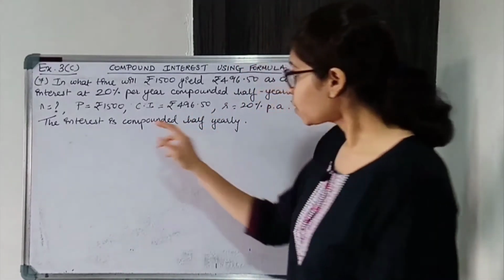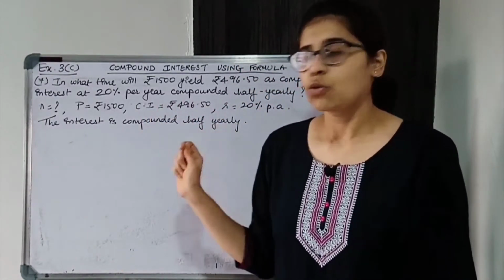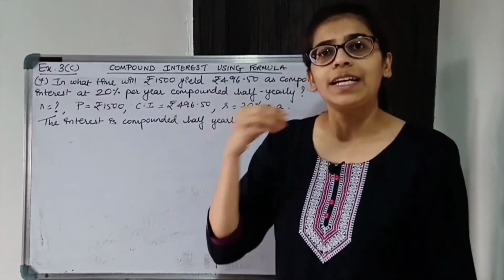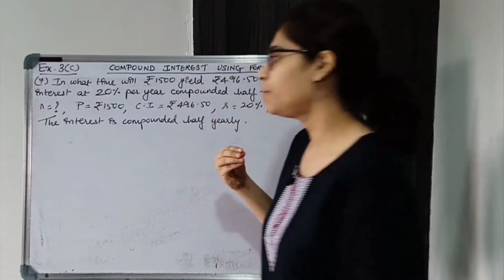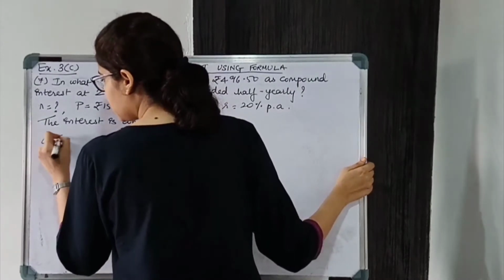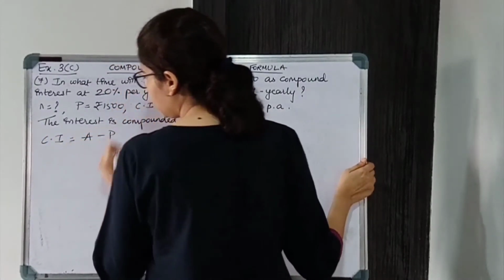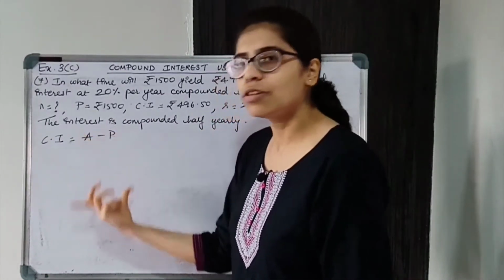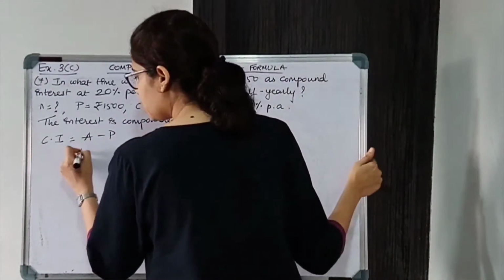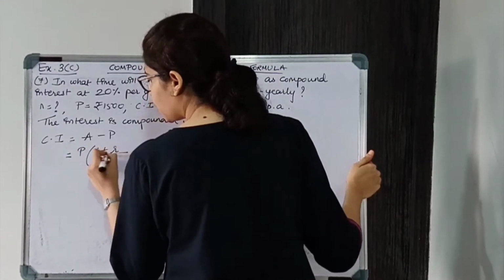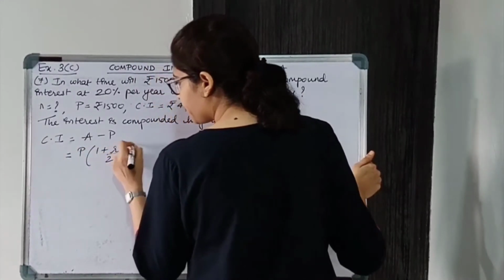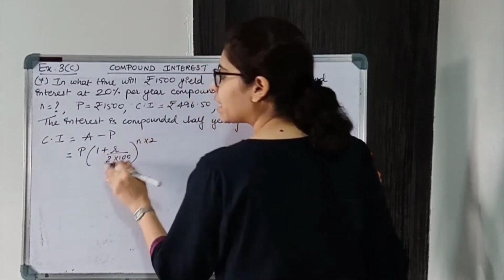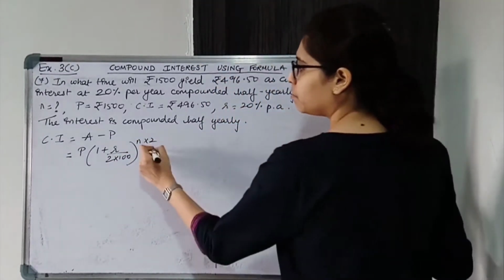Now over here compound interest is given, so we need this information. So let us use the formula of compound interest only. Okay, so CI is A minus P. Do we know amount? No. So what will we do? Substitute the formula of amount. So it is P into (1 plus R upon 2 into 100) raised to N into 2. Don't forget this part. Okay, minus principal.